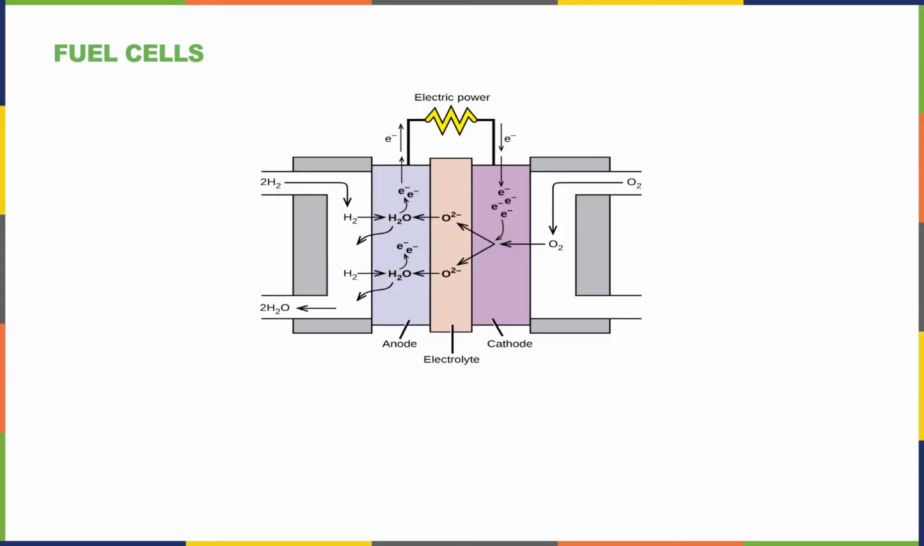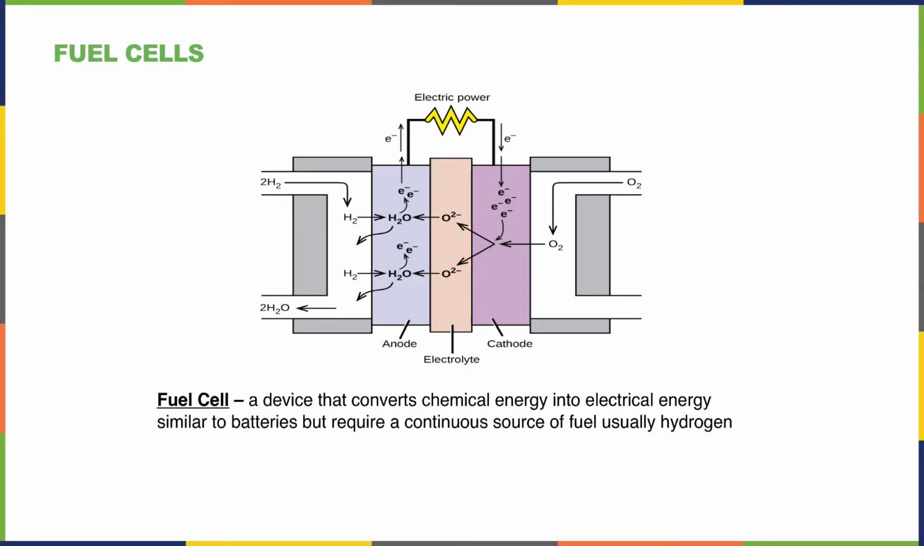Now this is a diagram of a fuel cell. Now a fuel cell is not the same thing as a dry cell or what we just looked at with the lead cell. A fuel cell is a device that takes a chemical reaction and converts that chemical reaction into electrical energy. It's similar to batteries, but there has to be a source of fuel that undergoes the chemical reaction and produces the electrons that are necessary to cause the electrical energy.